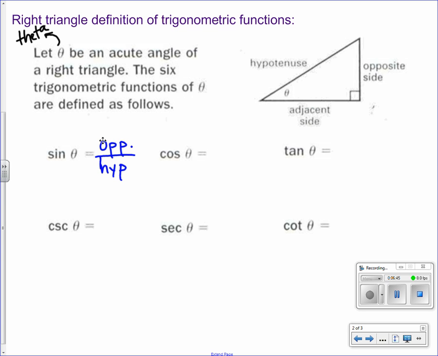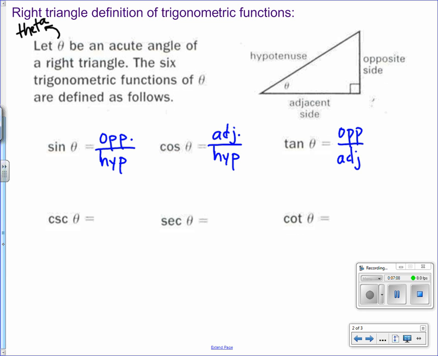So cosine of theta is always the adjacent side over the hypotenuse. Tangent of theta is always the opposite side over the adjacent side. And cosecant, so these here are the reciprocals, gotta sound it out, of these up here.